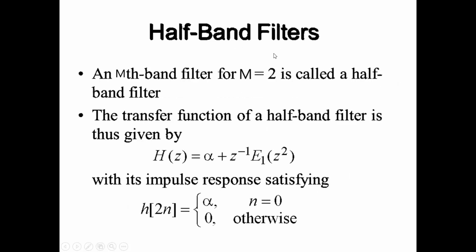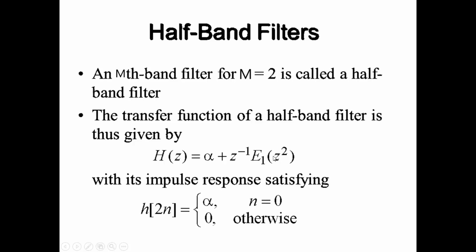Now let us look at a special case of Nyquist filters, and this special case is known as the half band filters. Now in the Mth band filter, we will choose capital M equal to 2 to result in a half band filter. The transfer function of a half band filter is thus given by H(z) equal to alpha plus, because the first component we have assumed to be constant, plus z to the power minus 1 E1(z squared), because in the general equation it was E of z to the power M.